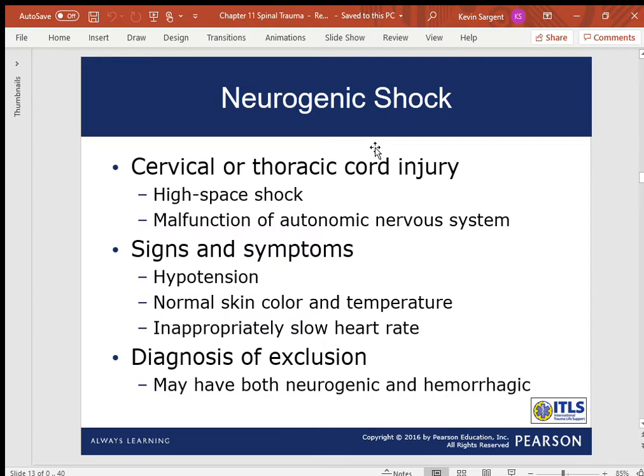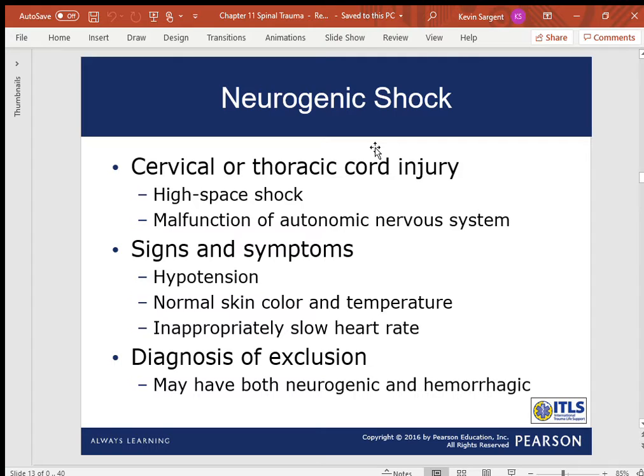Neurogenic shock. Shock is a widespread state of inadequate tissue perfusion. Therefore, neurogenic shock comes from spinal cord shock. Signs and symptoms are high space shock, is another way to call it, because it's a state of vasodilatation. You'll see hypotension, normal skin color and temperature because they're vasodilated. Sometimes even appear reddened and warm.